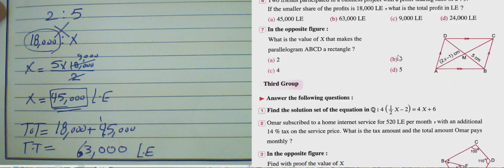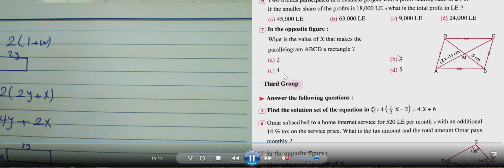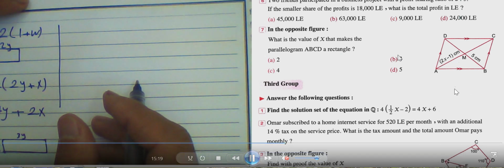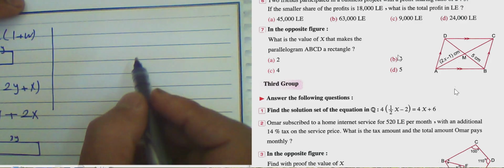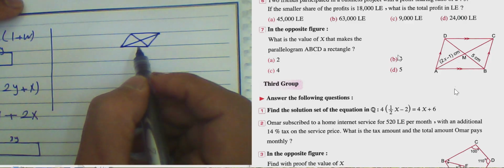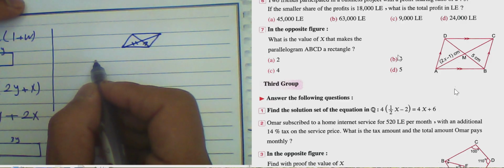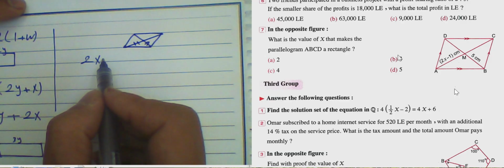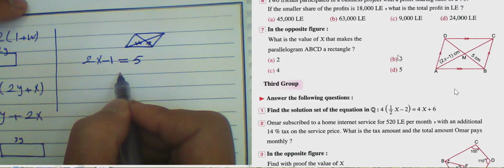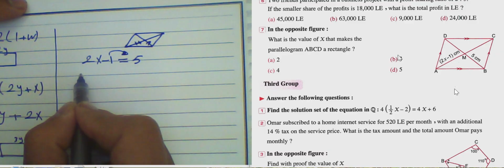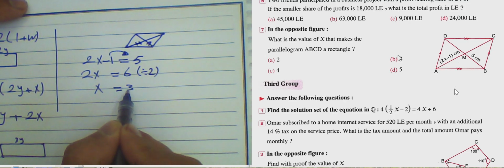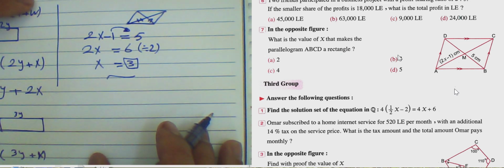Next, question number 7. In the opposite figure, what is the value of x that makes the parallelogram ABCD a rectangle? To convert from a parallelogram to a rectangle, the two diagonals must be equal in length. Then we must put 2x minus 1 equal to 5, since the two diagonals are equal in length. Then we can solve that equation: move -1 here, then 2x will be equal to 6, divided by 2, then the value of x will be 3.